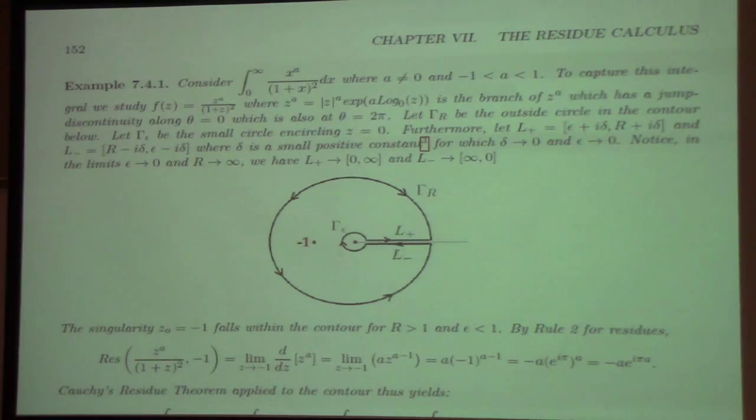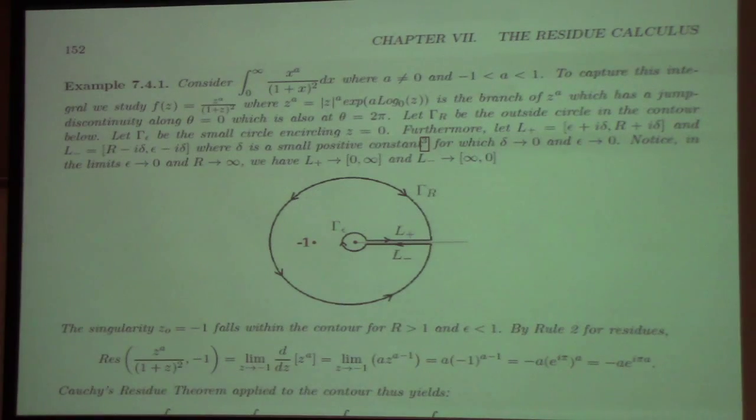Standard example. Suppose I want to integrate from 0 to infinity x to the a divided by 1 plus x quantity squared. And here I'm thinking of a being between minus 1 and 1. Okay, not necessarily an integer. It could be 0.317, blah, blah, blah, whatever.